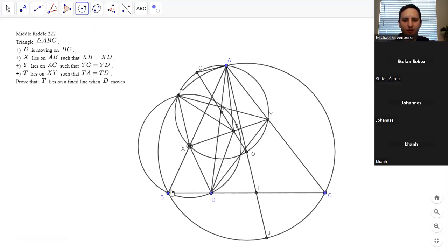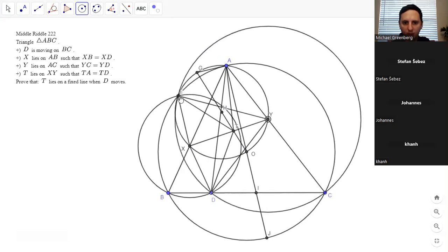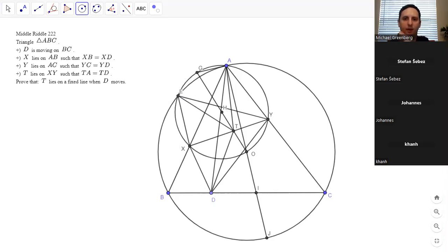And we know that angle EOA is double the size of angle EBA. EOA is twice EBA. However, EXA is also twice EBX, because XE equals XB. I like that. Yeah, and that's it.